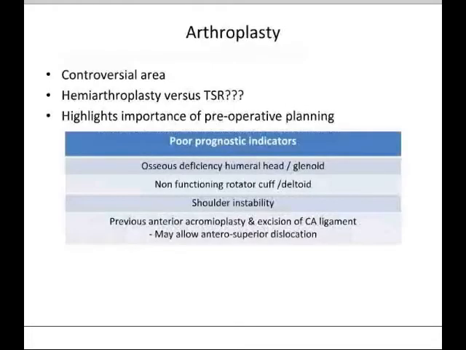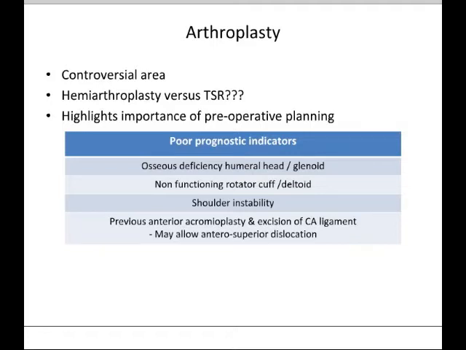Basically it highlights the difference between hemiarthroplasty and total shoulder replacement. And really it's very important to look at preoperative planning and assessing these patients. And certainly the poor prognostic indicators are large bony deficiencies of the humeral head and glenoid. The function of the rotator cuff and deltoid is key. Any shoulder instability and any previous surgery, especially anterior acromioplasty and excision of the CA ligament, might mean that with arthroplasty you get anterior or anterosuperior dislocation.